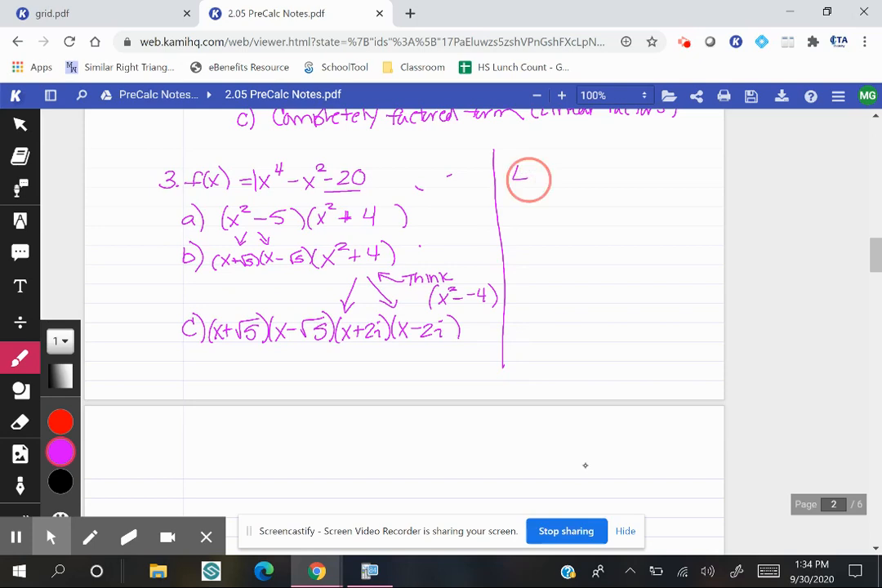Okay, for number 4, you have f of x equals x to the 4th plus 2x squared minus 63. So I want you to take a moment here, and I want you to first factor this over the rational numbers, then make it so it's irreducible over the real numbers, and then see completely factored form. So pause the video, go ahead and do that, and I will tell you the answers after that.